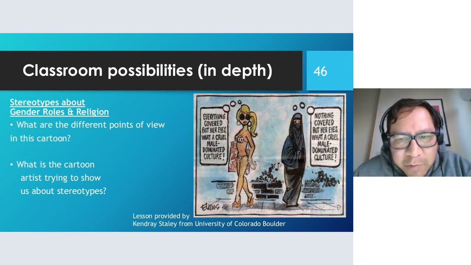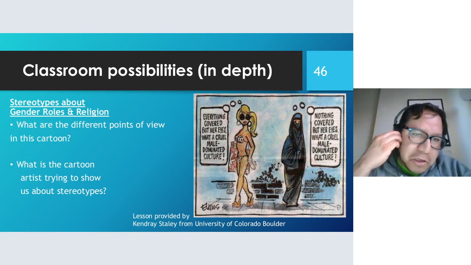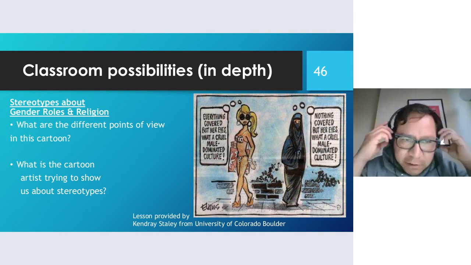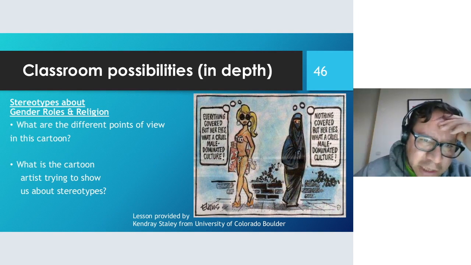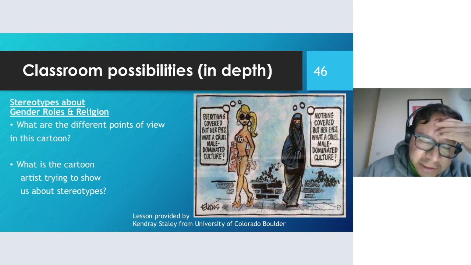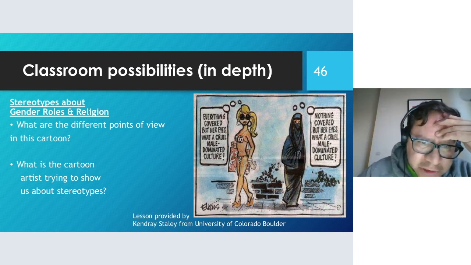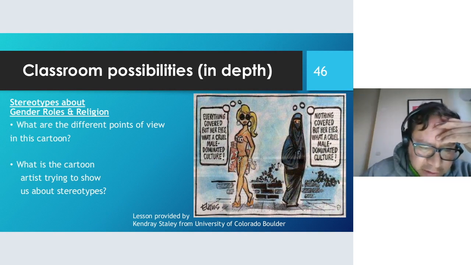This is a lesson that was prepared by a friend of mine, Kendra Staley from the University of Colorado Boulder, who presented a while ago here in Toronto. She talks a lot about stereotypes about gender roles and religions, right? And then she created this lesson that you will see later on my website about the different points of view, and she uses this cartoon and asks all sorts of questions in her classroom about what the cartoon artist is trying to show and discuss about stereotypes, what the stereotypes are in your country, and making comparisons between Kenya and Colombia, the United States and Canada, etc.